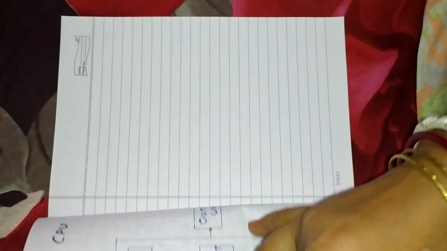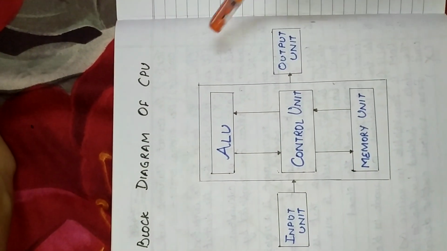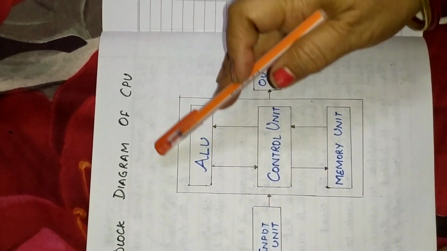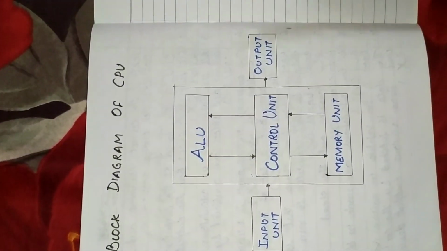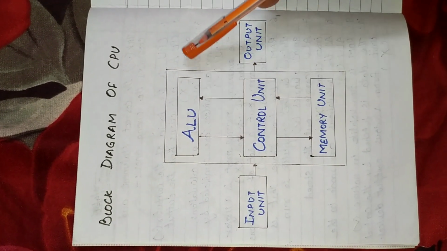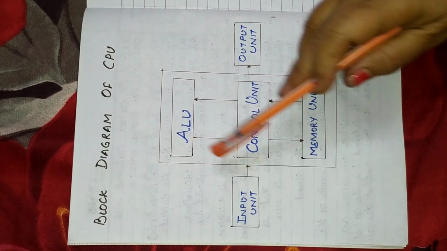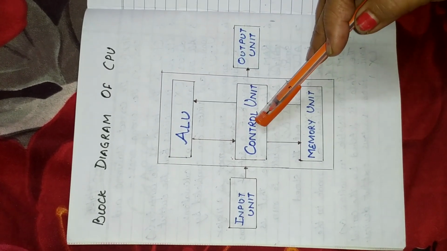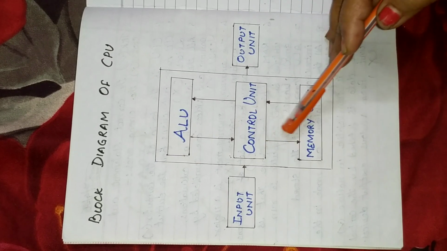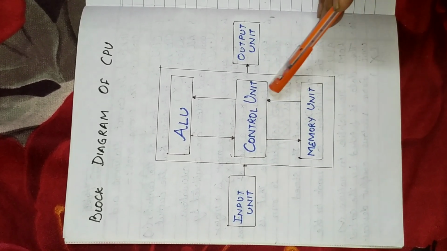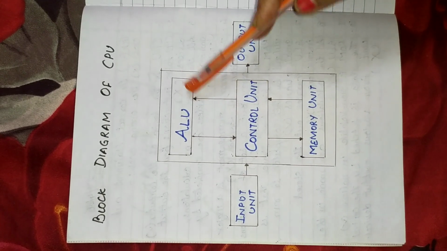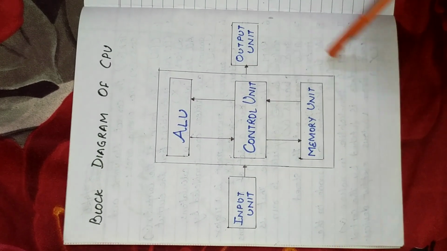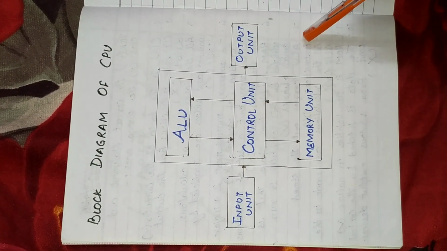Your homework is you have to draw a block diagram of CPU like this on the blank side of your copy. This is the block diagram of CPU where you are taking input. The CPU is taking input from input unit, then it goes to ALU and then goes to control unit. Then after doing processing, it goes to memory unit. Then again it returns back to control unit and then ALU and gives out the output. This is your homework and you have to draw this on the blank side of your copy.